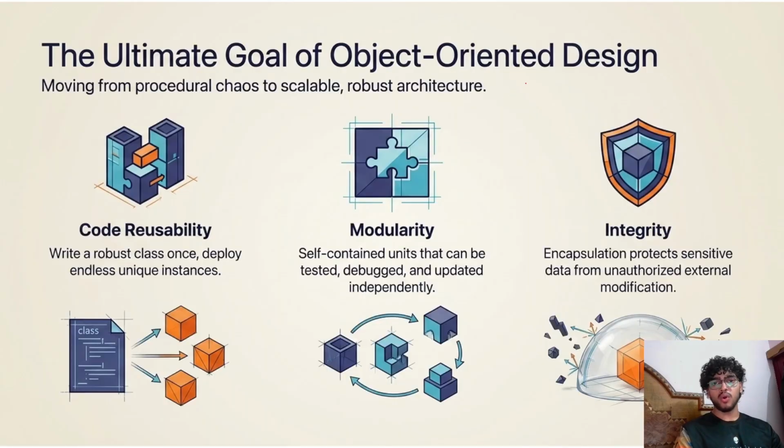So what is the ultimate goal of object-oriented programming? It is moving from procedural chaos to scalable, robust architecture, using real-life design. First of all, for optimization. Second, for easier understanding, code reusability, and modularity. You can change and shift code, and it won't cause any problems. And also integrity: if you use the object-oriented programming approach, it will stay integrated. All the values will be the same everywhere, at every point.